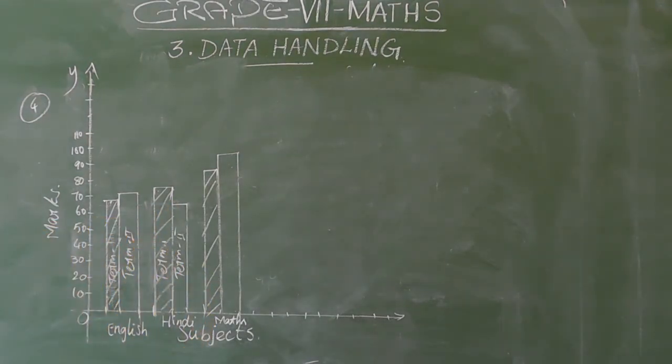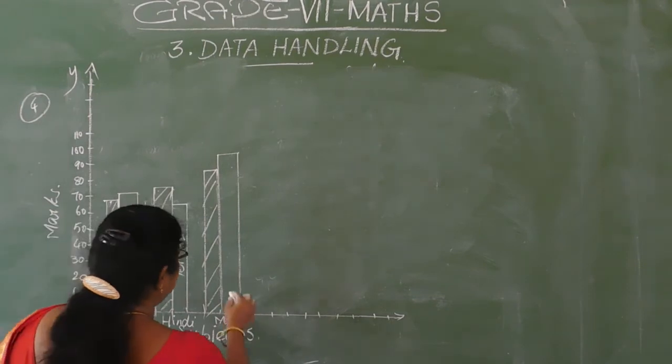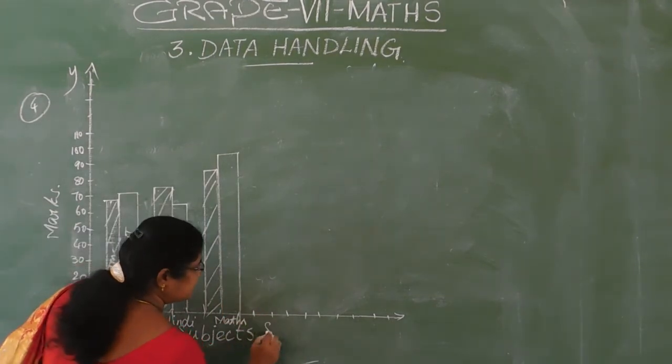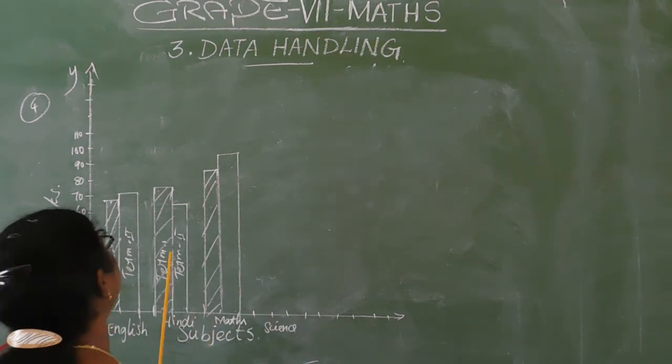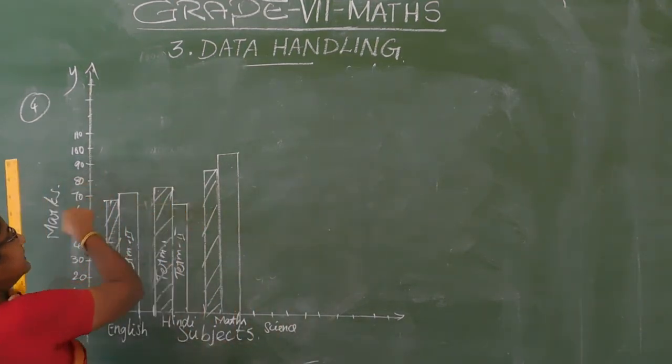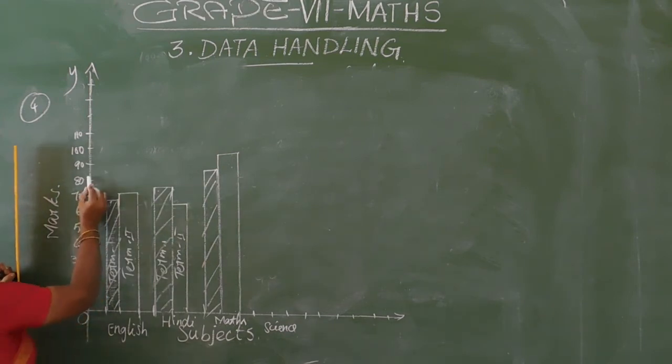Likewise, we have to draw a line for science and social science. Leave one box in this science. For science, first term mark 81. For 81, in between 80 and 90, the first line.